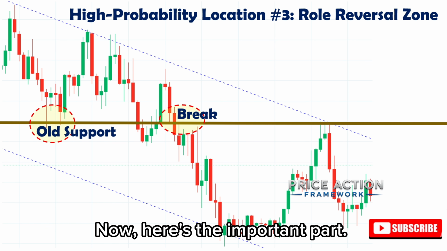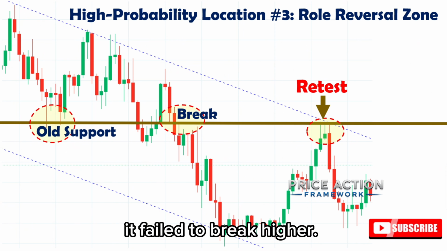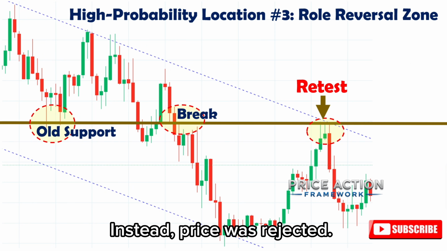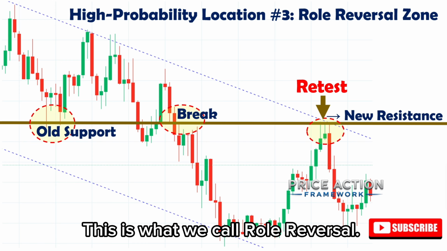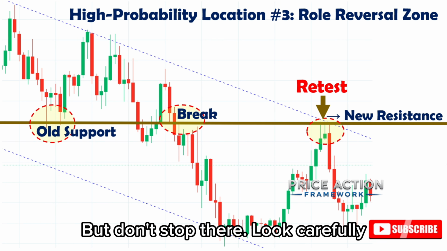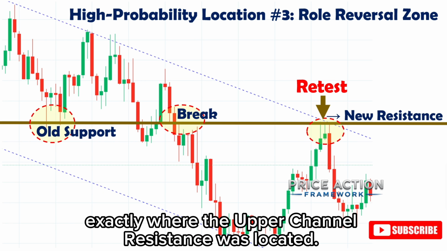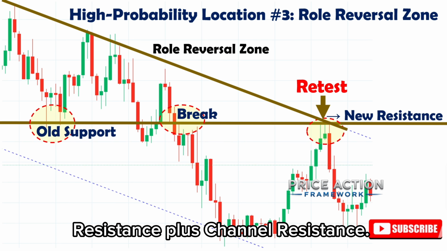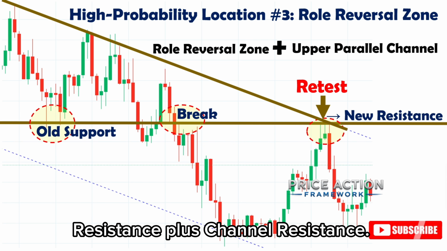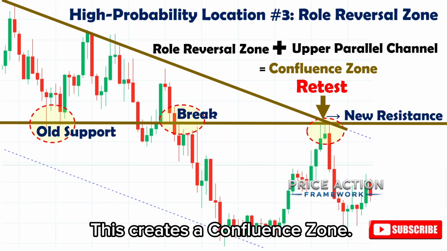Now here's the important part. When price came back to retest the same area, it failed to break higher. Instead, price was rejected. The old support has now become new resistance. This is what we call role reversal. But don't stop there. Look carefully. This rejection happened exactly where the upper channel resistance was located. So now we have role reversal resistance plus channel resistance, both pointing to the same area. This creates a confluence zone.